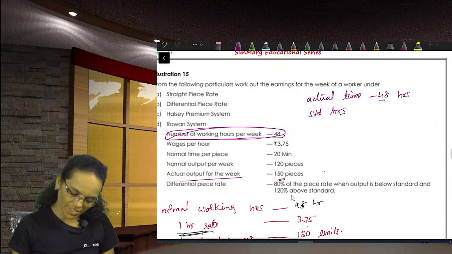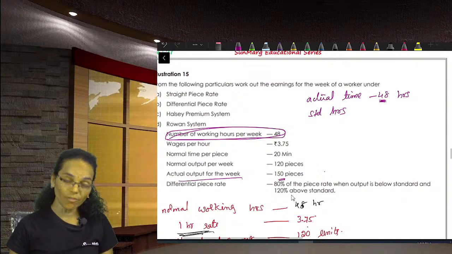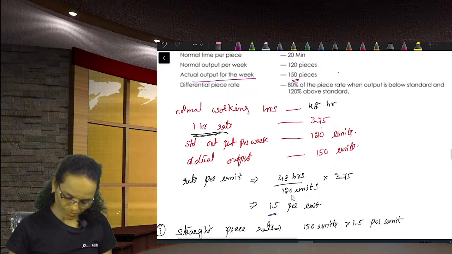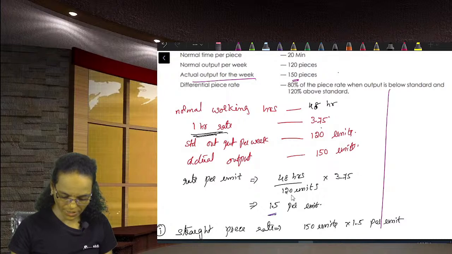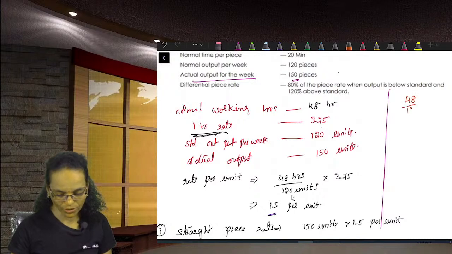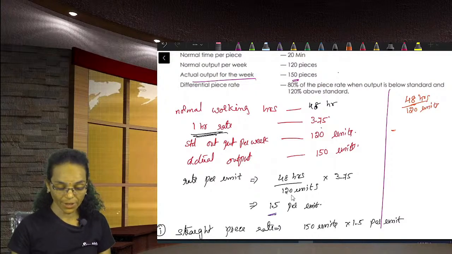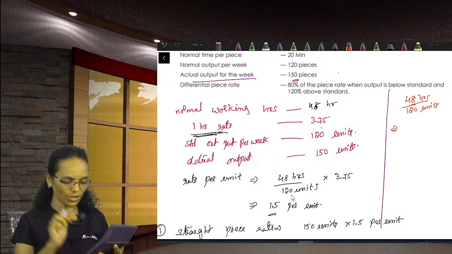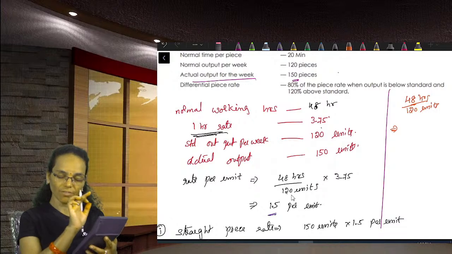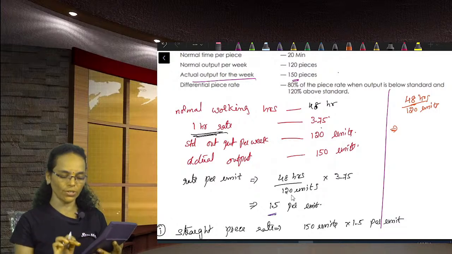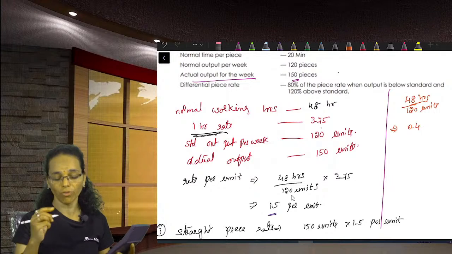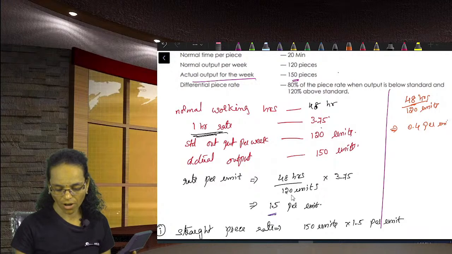So see, when actual hours are 48 hours, when we calculated, we came to know that in 48 hours, 120 units need to be produced. It means what? What is the time required for 1 unit? In 48 hours, we are supposed to produce 120 units. So we are getting 0.4 hour per unit of production.